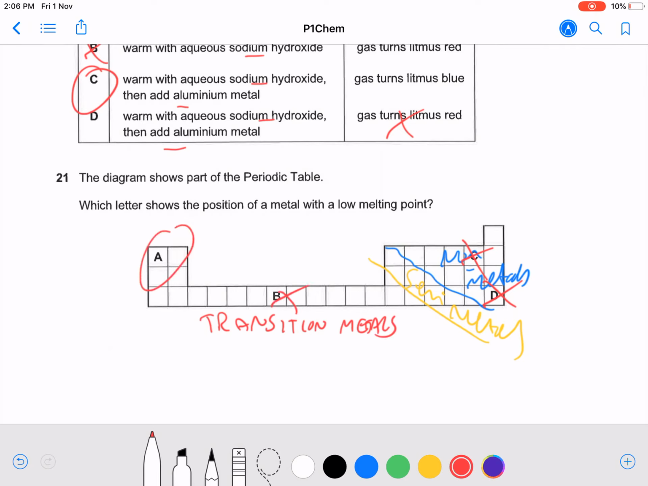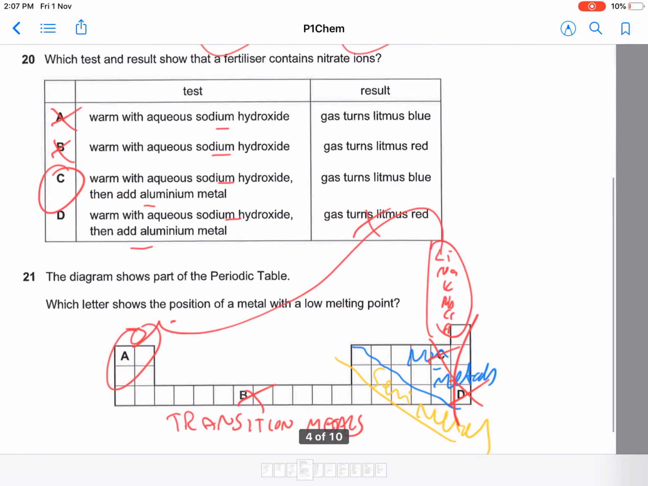And we all know that group 1 have a low melting point. There's lithium, sodium, potassium, rubidium, cesium, francium is the group which is here. Low melting points, float on water, give nice exciting chemistry.